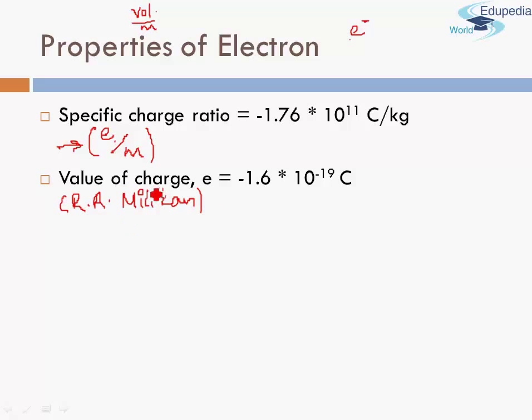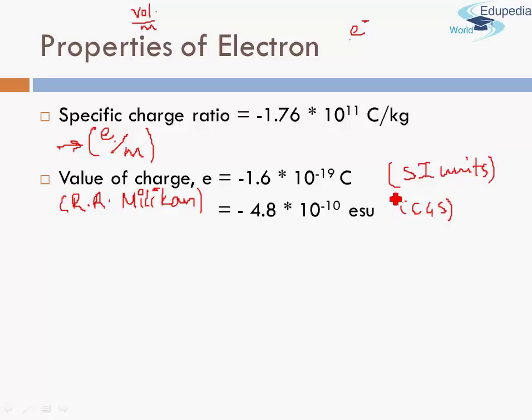He found that the value of charge is minus 1.6 multiplied by 10 to the power minus 19 coulomb. That is quite low, very low. Again, you have to remember this value. Coulomb is the SI unit. In SI units, this is the value of charge on a single electron. It is also equal to minus 4.8 into 10 to the power minus 10 ESU. ESU is electrostatic units, that is in CGS.